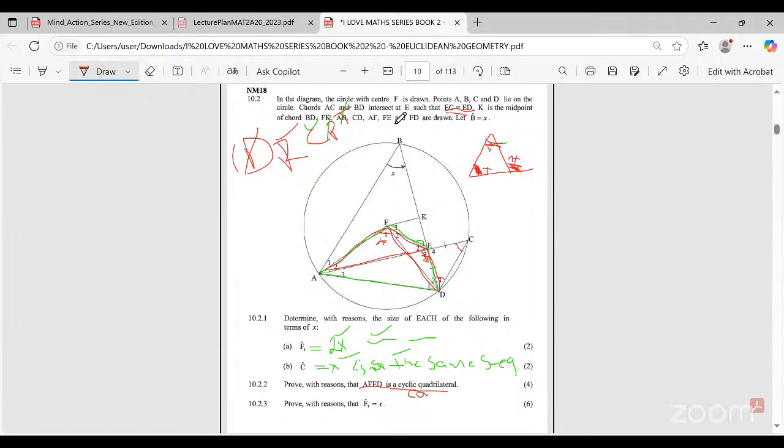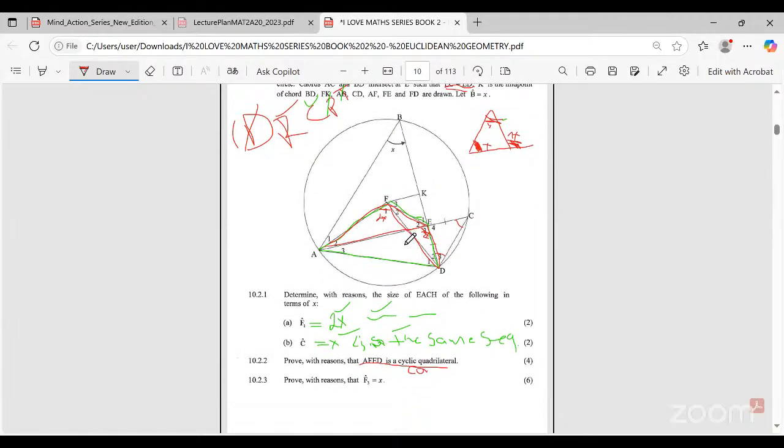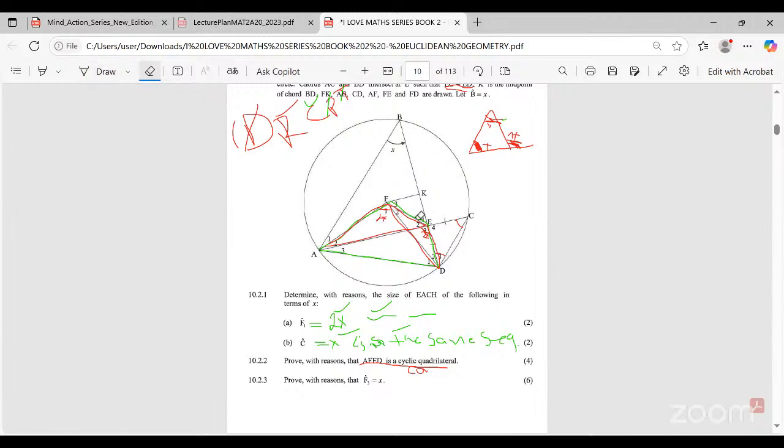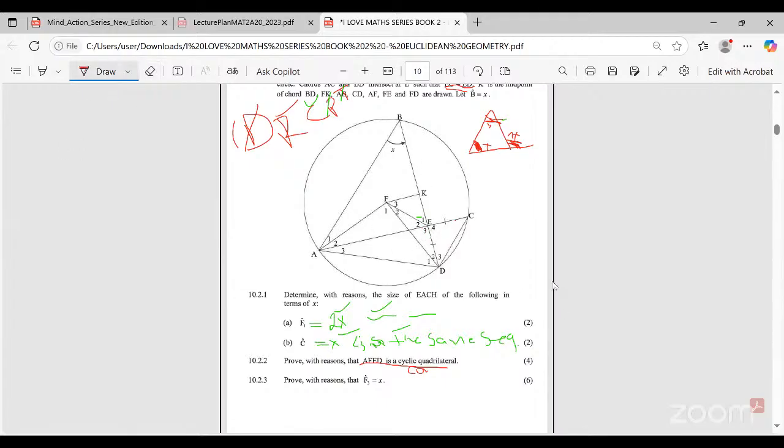And then the last question of this part, prove that, oh man, it's a long question, 6 marks. Prove that F3 is equal to x. Where is F3? There is F3 right there. What can we do? We said this angle is x, this is x, this is 2x, this is 2x. So we want to get F3.